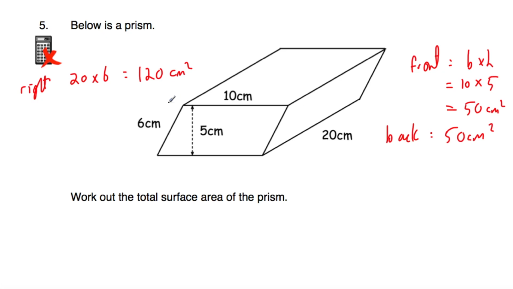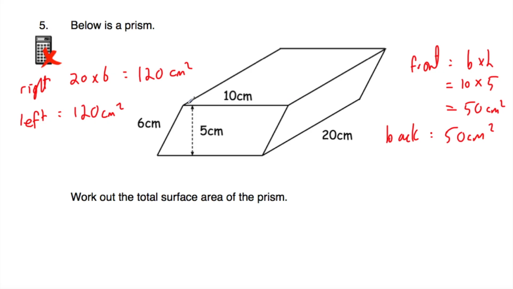In terms of the left-hand side, it will have the same area, so the left-hand face will have an area of 120 centimeters squared as well. So we've done the front and the back, the left-hand side and the right-hand side. Now we just need to do the top and the bottom. And again, they're going to be rectangles, and they're going to have the same areas.